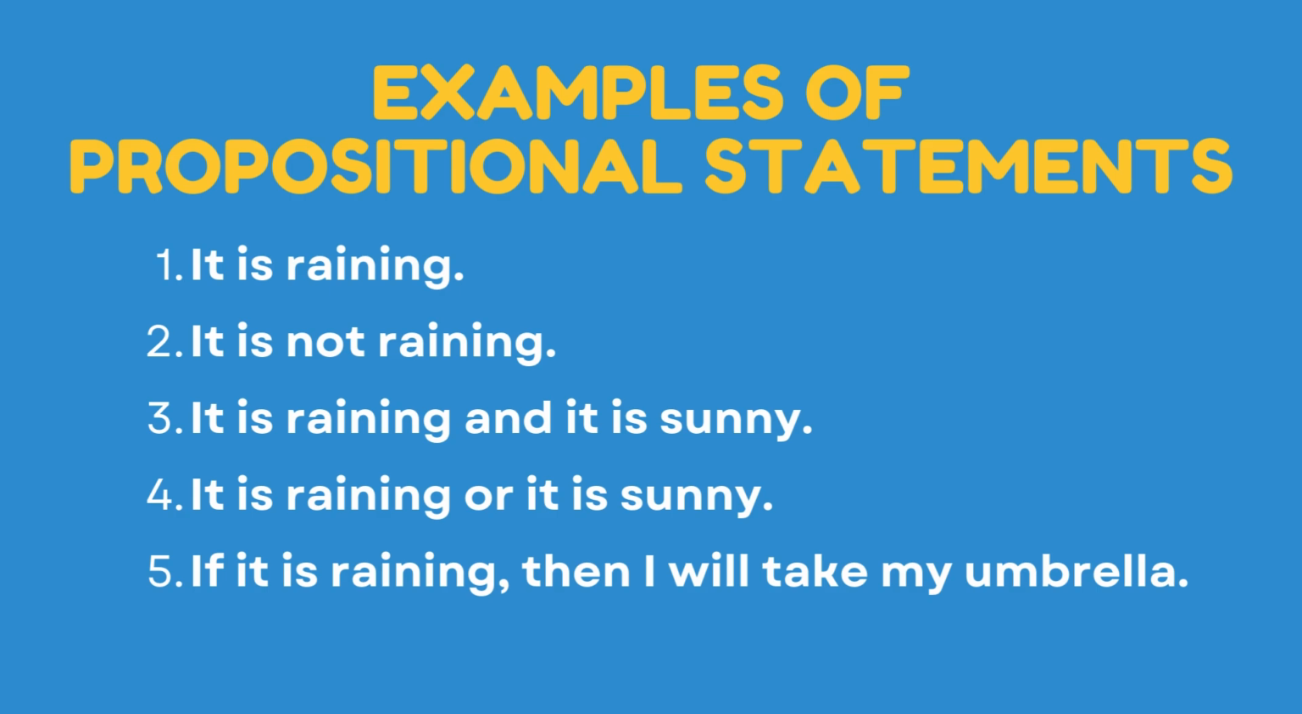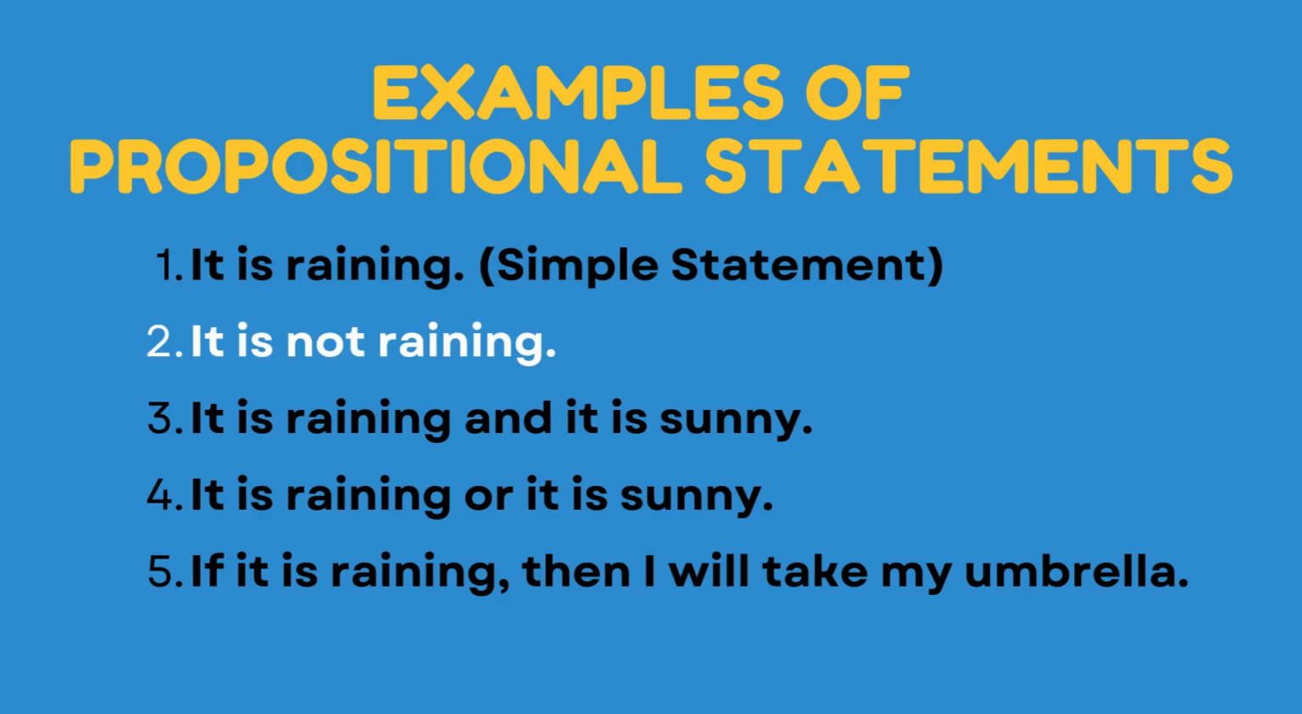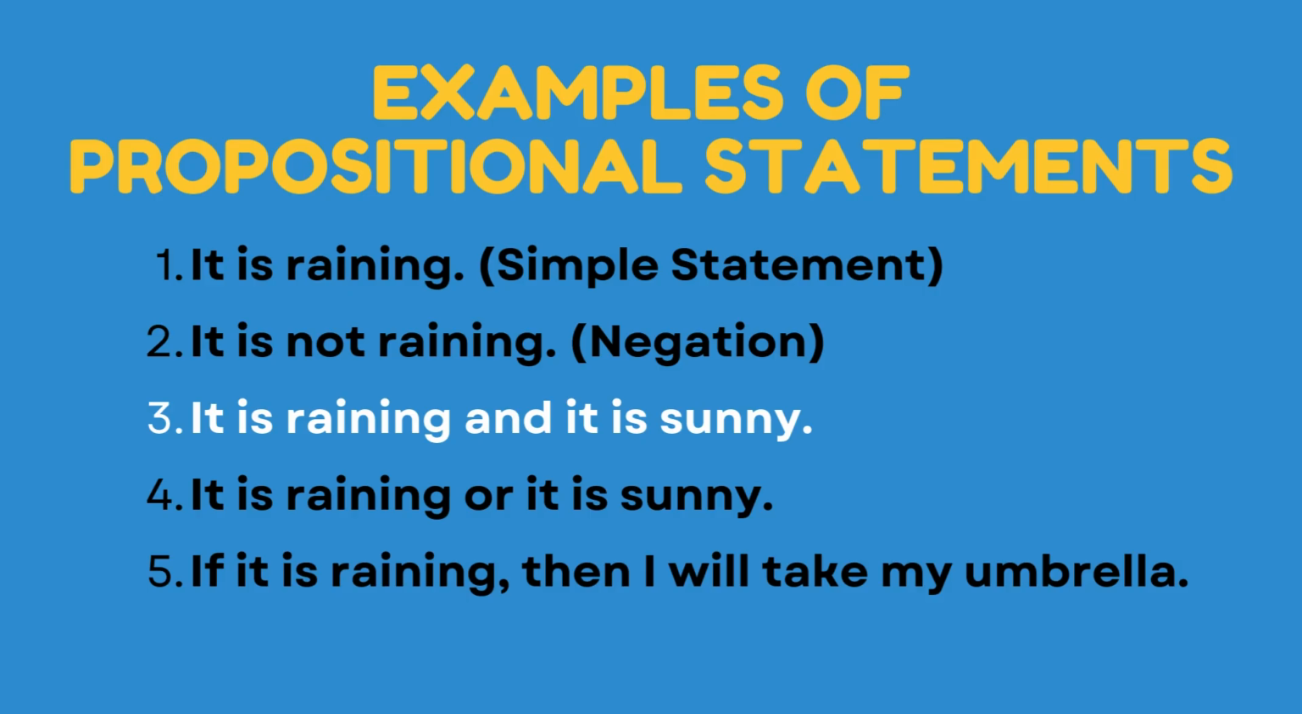Some propositional statements assert that something is the case, such as the first statement, it is raining. This type of propositional statement is a simple propositional statement. Others assert that something is not the case, such as statement 2, it is not raining. This second type of propositional statement is called a negation. Another type of propositional statement asserts that two things are both the case, such as statement 3, it is raining and it is sunny. This type of propositional statement is called a conjunction.